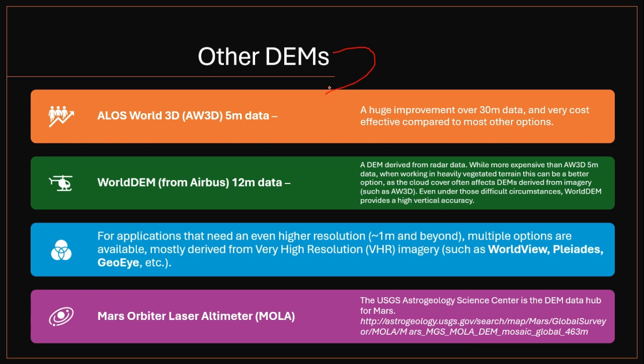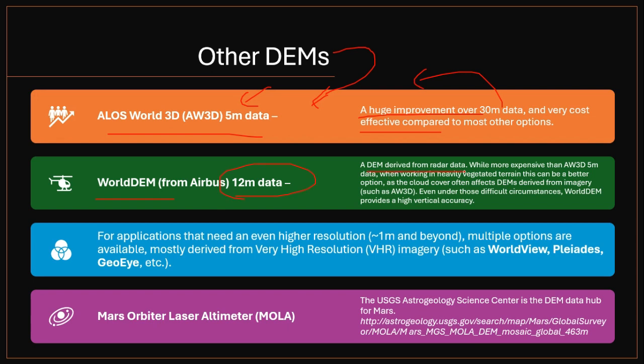Then there are also some other DEM data set sources like the ALOS World 3D data set at 5 meter resolution. So a huge improvement over 30 meter data and very cost effective compared to most other options. So the ALOS World 3D 5 meter data set has the highest resolution DEM data set. Then we have World DEM data from Airbus, which is a 12 meter data set.